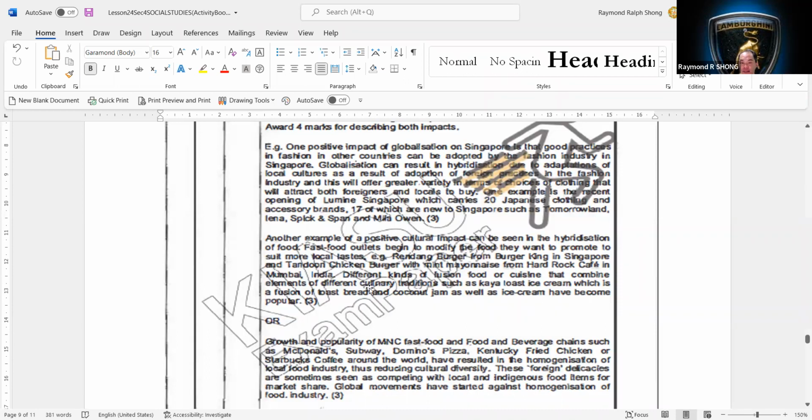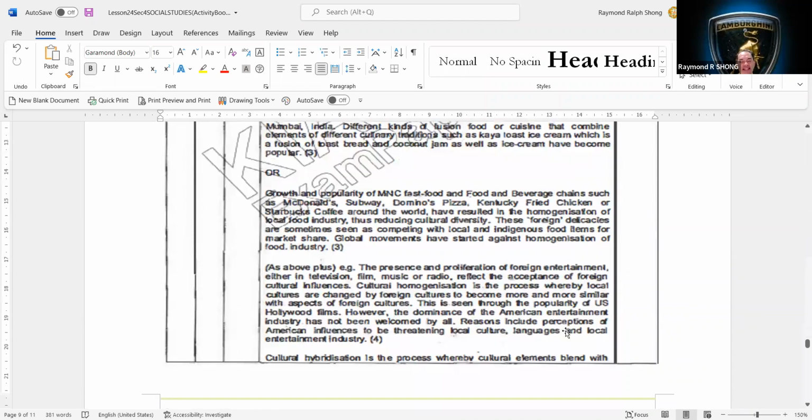That combines elements of culinary tradition, such as kaya toast ice cream, which is a fusion of toast bread and coconut jam as well as ice cream, have become popular. So this is the first one we're talking about, fashions. They're positive about fashions and foods. And another one you can talk about is music. Remember to write down. So now next one, about negative side.